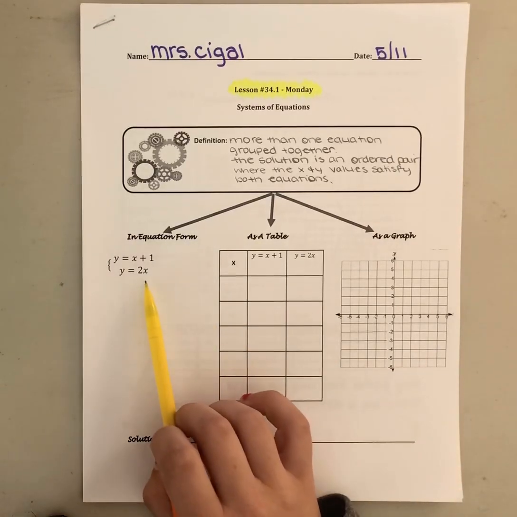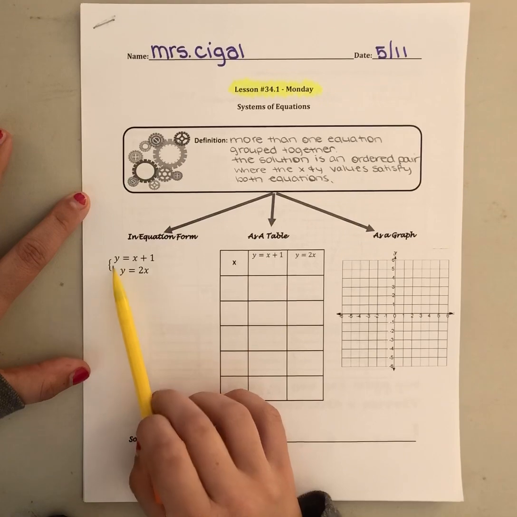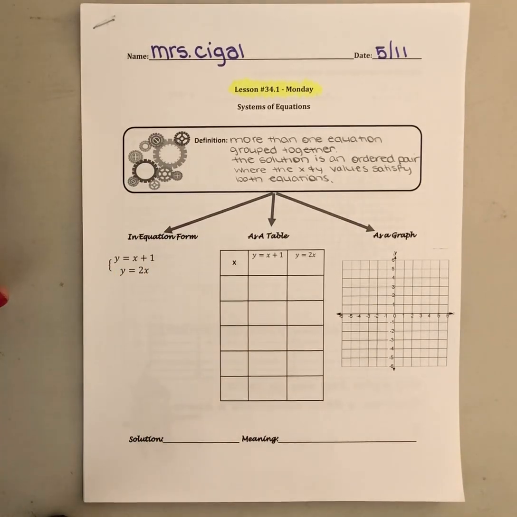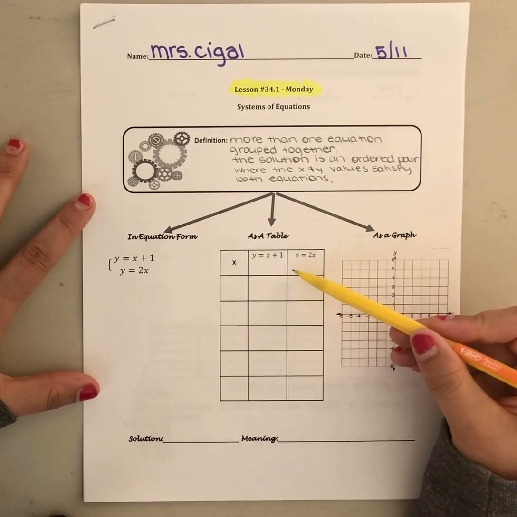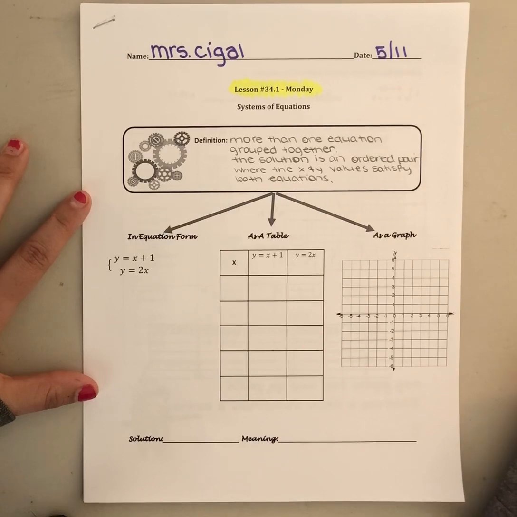So here's what it looks like as equations. We literally just have two equations and they're grouped together with this little curly bracket. That's all it's gonna look like, just two equations. I mean, it can be something other than linear equations, but for us, it's just gonna be two lines grouped together. In a table, it just means that we're gonna pick some x values, plug them into both, and see where they're equal. And as a graph, we're gonna graph them.